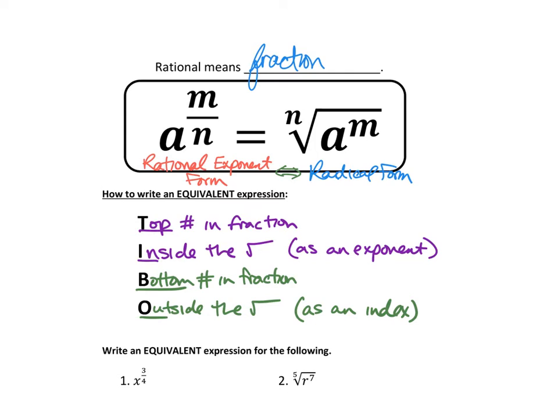Okay, so Tim Tebow helps us remember that when we have the radical sign, we use the Tebow rule. Top goes in, bottom goes out.